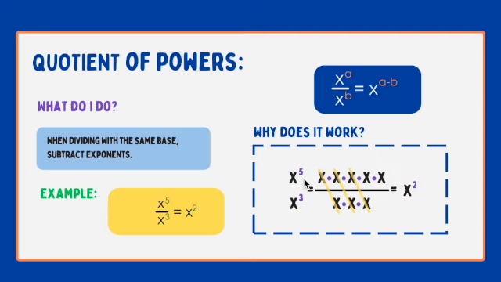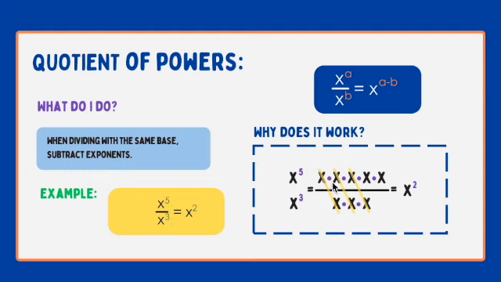Next one is the quotient of powers rule. When dividing terms with the same base, we subtract the exponents. Like in here, x raised to the power a divided by x raised to the power b is equal to x raised to the power a minus b. To understand this more, let's see this example of x raised to the power 5 divided by x raised to the power 3.